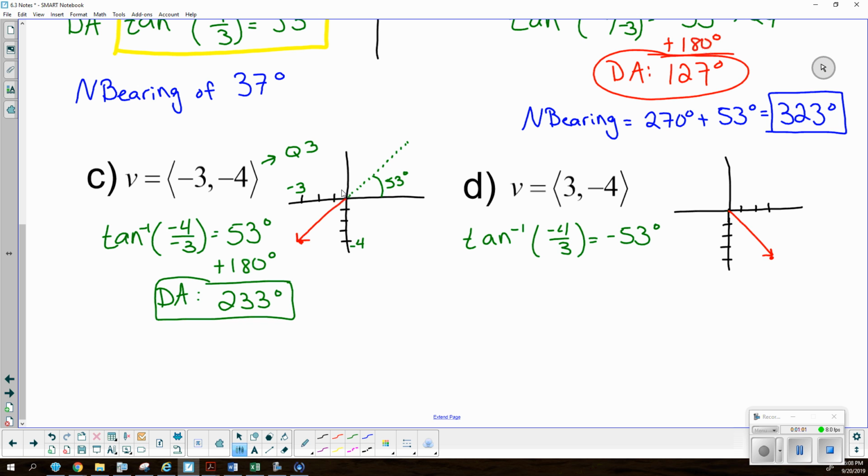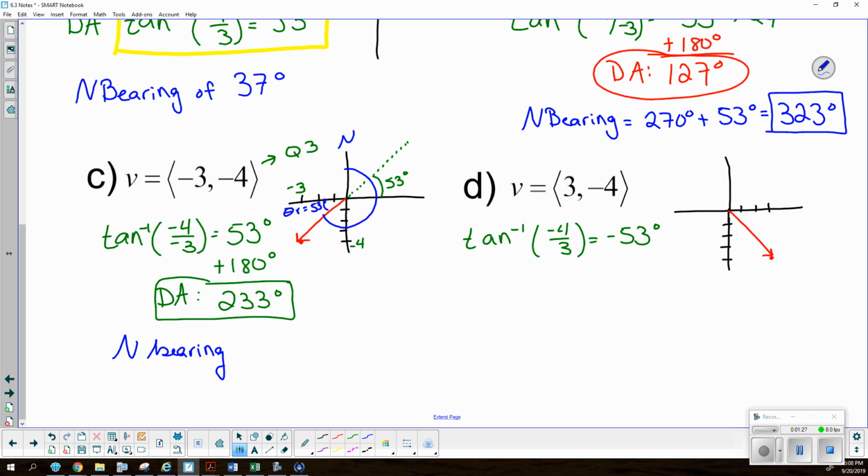Now for the bearing, the navigational bearing. Let's think about what we did. From the north, heading clockwise, we've gone 90 degrees, 180 degrees, plus a little bit right here. Well, we didn't go 53 degrees more because this is our reference angle of 53 degrees.